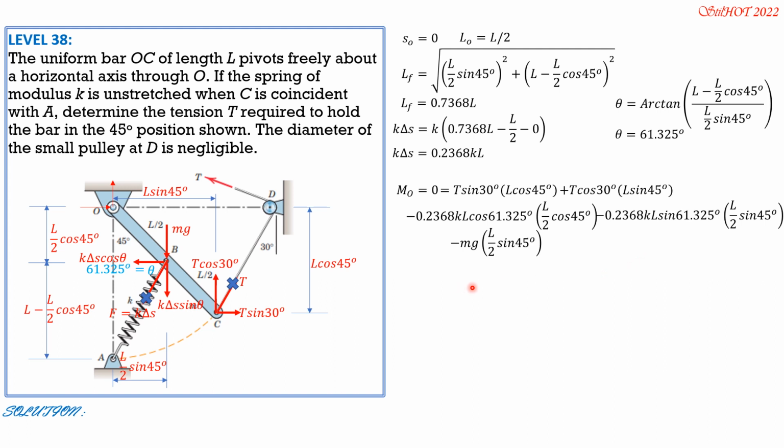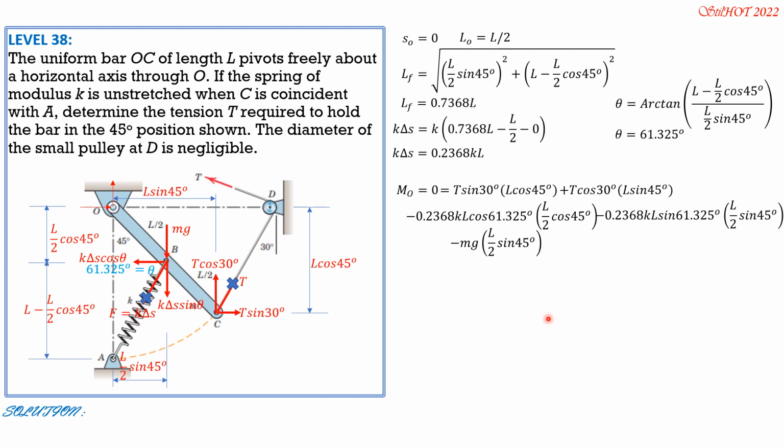that's 1.3660. Then combine negative 0.2368 KL, cosine of 61.325 degrees, then times 1/2 because we cancel cosine 45 and L. Then minus 0.2368 KL sine 61.325 degrees divided by 2 because we cancel L sine 45 also. So that would be combined value is negative 0.1607 KL. Then here it's just negative mg over 2 or negative 0.5 mg because we cancel L sine 45.